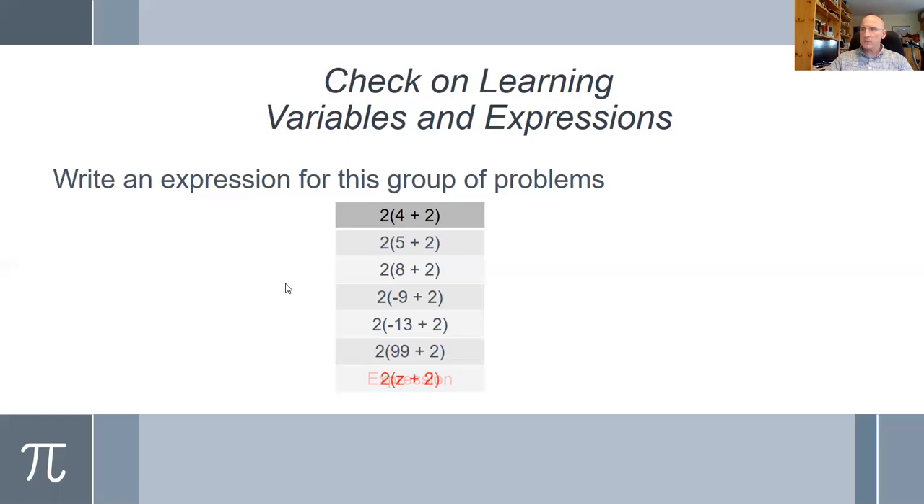Okay, all right, so this is what I came up with, and you could have picked any variable. I picked the letter Z, it doesn't really matter. You can use A, B, X, anything like that. So it's 2, and then the variable is what changes, because you notice this 4, 5, 8, minus 9, minus 13, and 99 always changes, and then plus 2. Okay, if you struggled getting that, then you're going to want to go back and look at the last video, where we went over topic 2, lesson 1. And this one here is topic 2, lesson 2, okay?